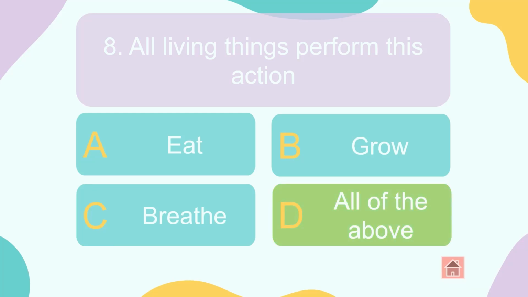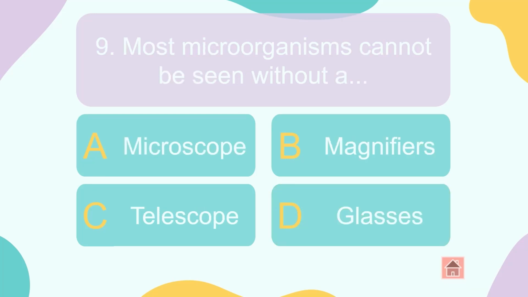All of the above. Now, most microorganisms cannot be seen without A. Microscope, B. Magnifiers, C. Telescope, or D. Glasses? You can pause the video if you need extra time to think. Okay, and the correct answer is A. Most microorganisms cannot be seen without a microscope.